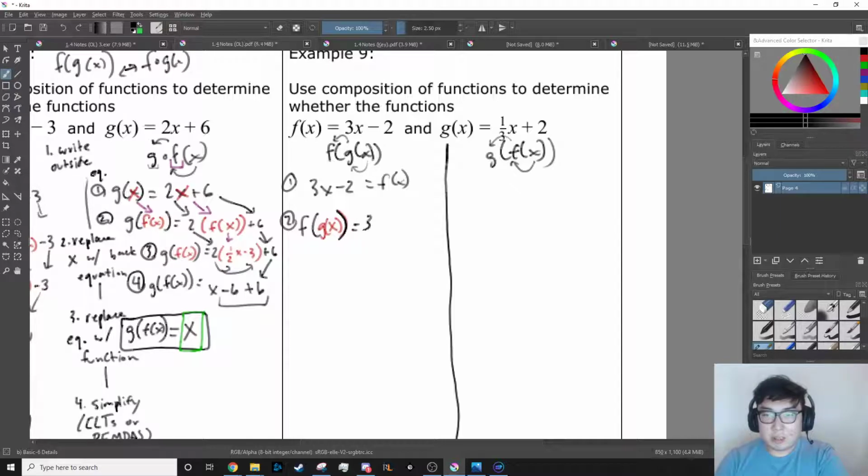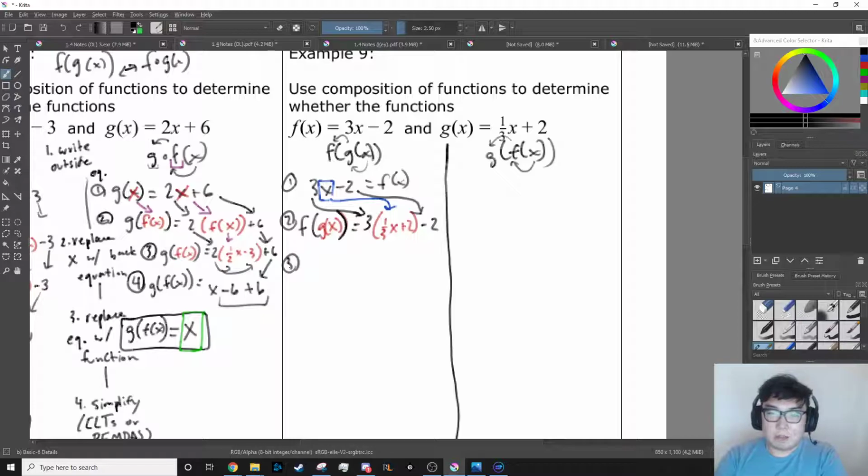is equal to 3 times 1/3 x plus 2, minus 2. As in, my x changed. I want to use blue to show my transfers. My x became this parentheses, or this equation, because I replaced it with g of x. This 3 came here, and minus 2 came here. So I haven't touched the 3 and I haven't touched the minus 2.